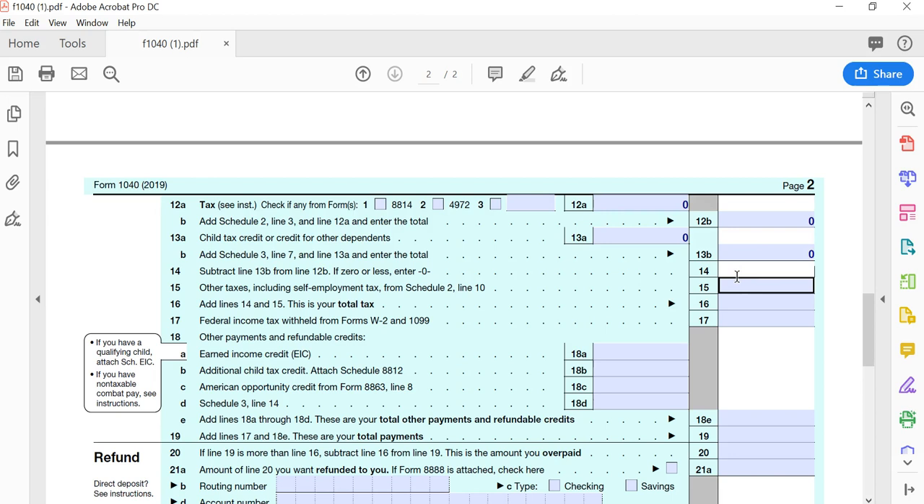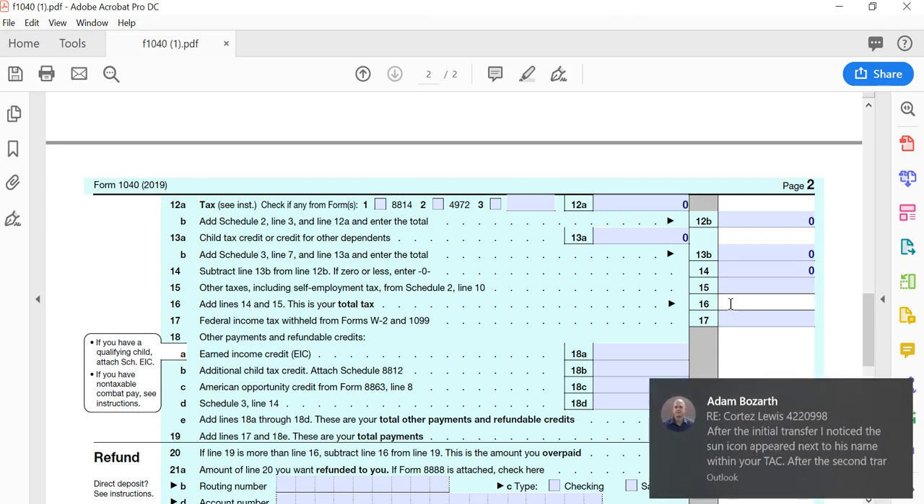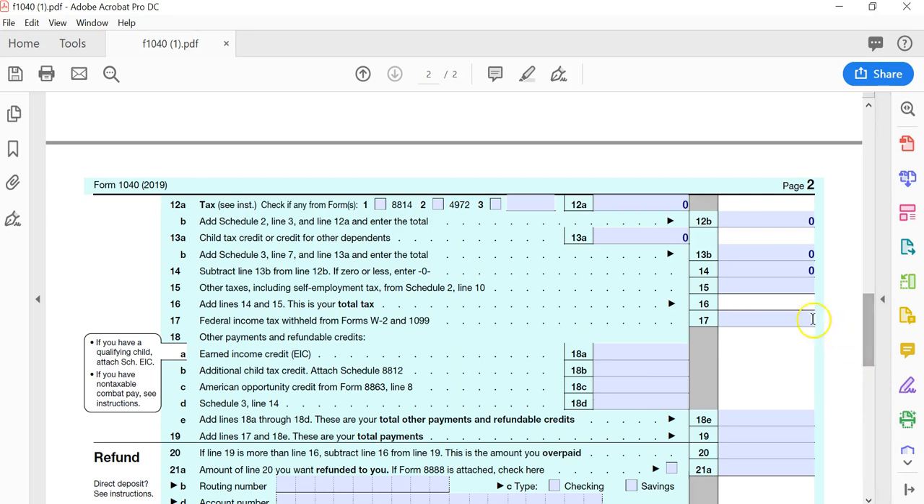14, it says subtract line 13B from line 12B. If 0 or less, enter 0. So it's going to continue to be a 0 for us. 16, add lines 14 and 15. This is your total tax. So if we add lines, 15 is 0 as well. If we add lines 14 and 15, this is your total tax. Then we're going to end up with a 0, continue with a 0.